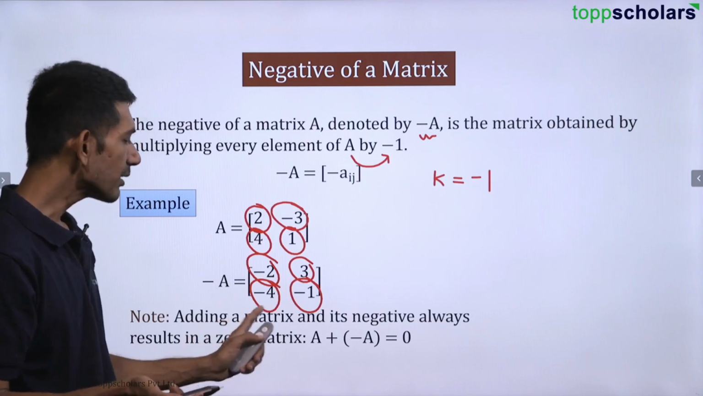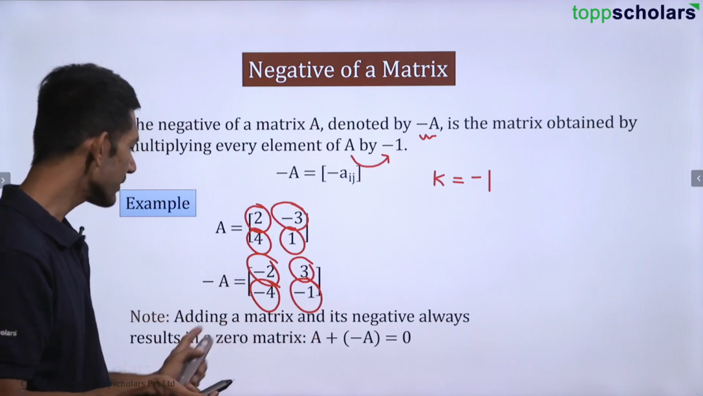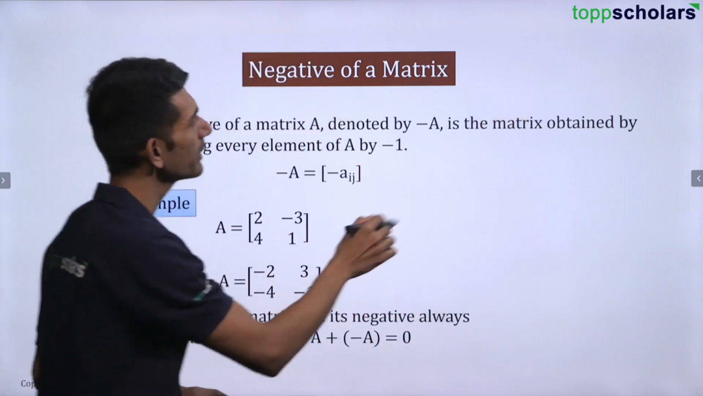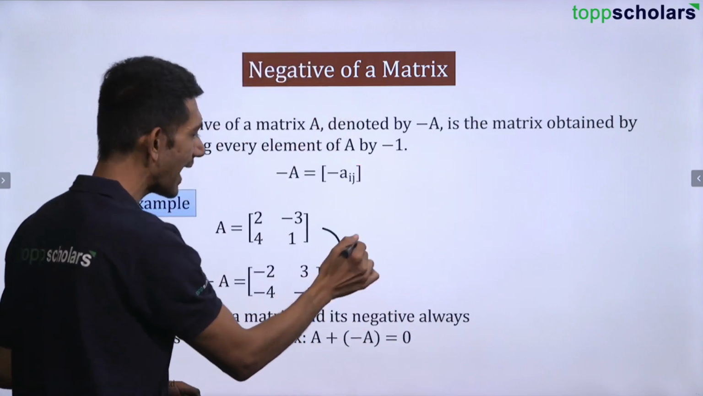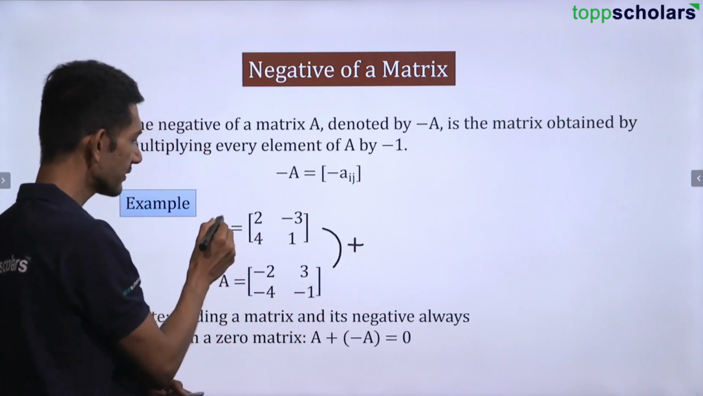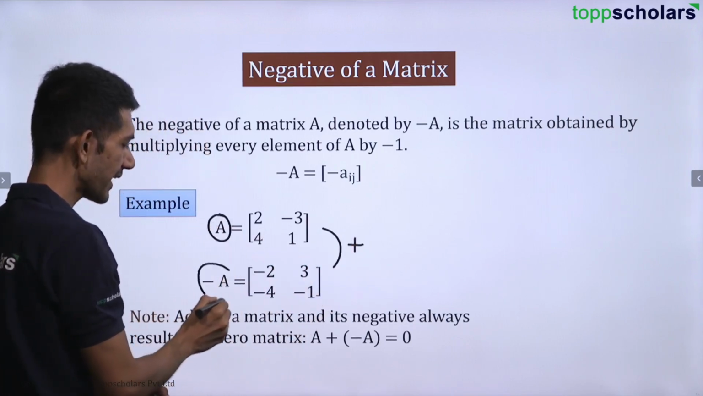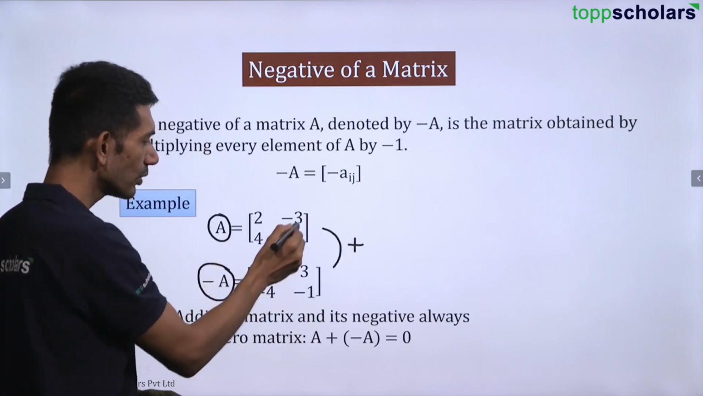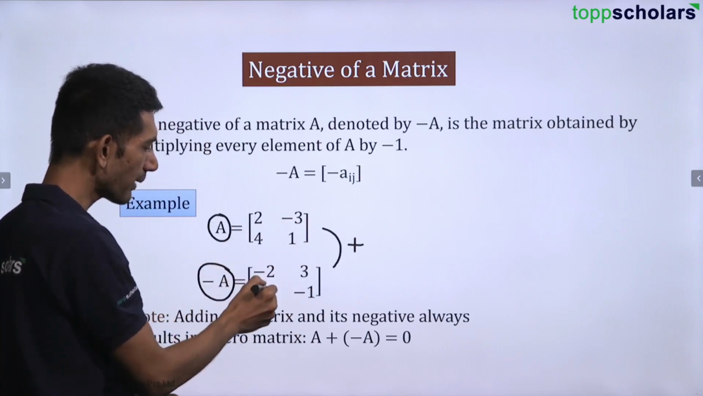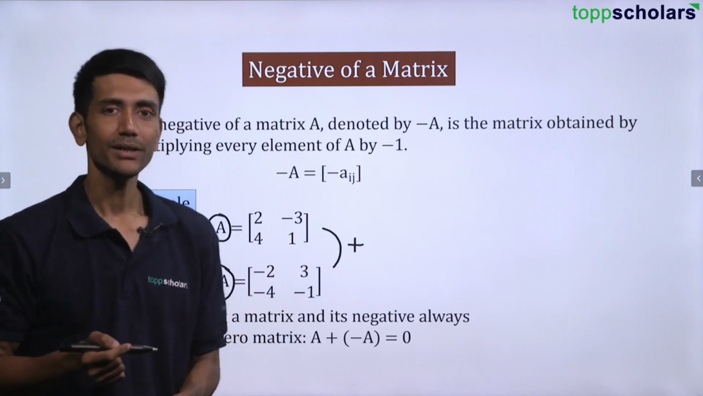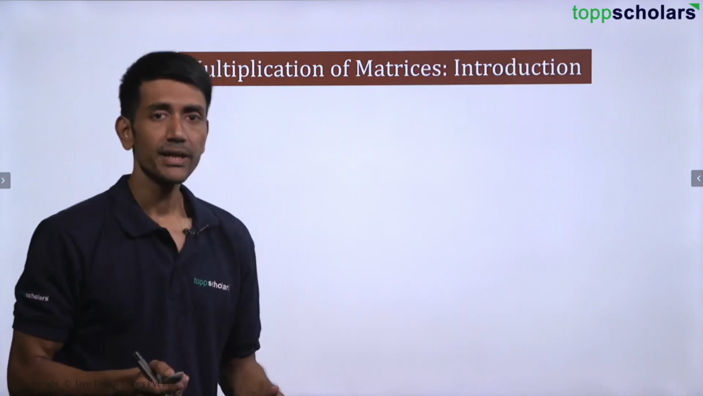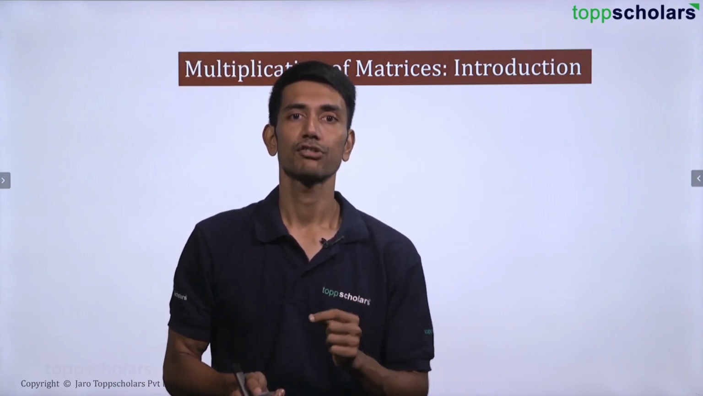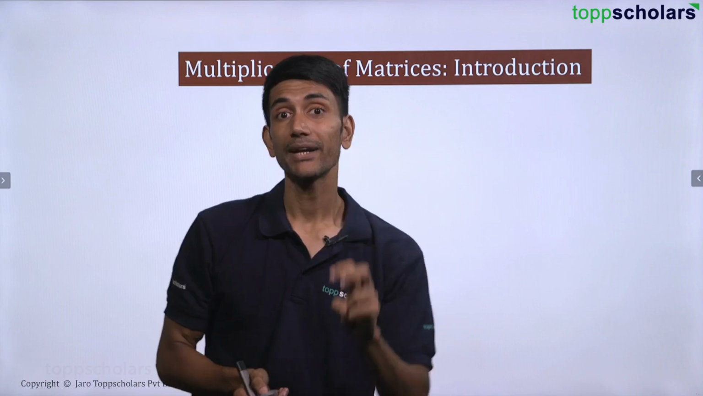So adding a matrix and its negative always results in a zero matrix. Very important. Obviously, because if you add both of them here, what will happen? This is A, this is negative of A. If I add them, 2 and minus 2 is 0, minus 3 and 3 is 0, 4 minus 4 is 0, 1 minus 1 is 0. Now comes a very important topic, that is multiplication of two matrices. We are going to see how do we multiply two matrices now.